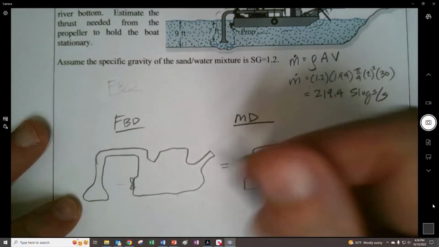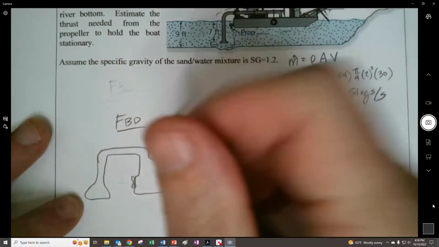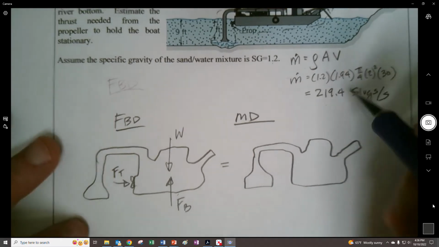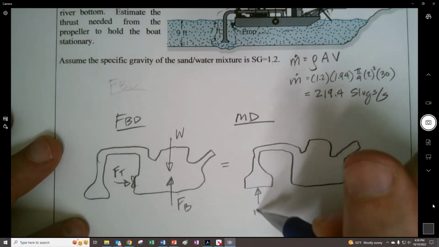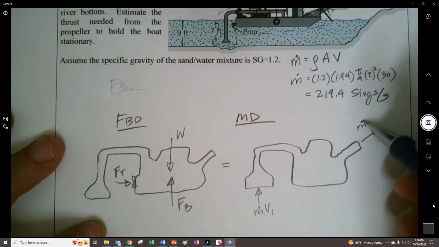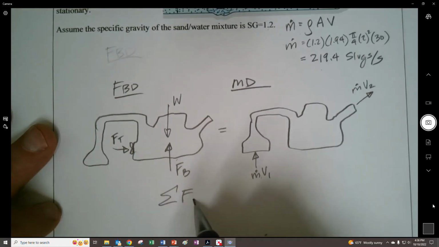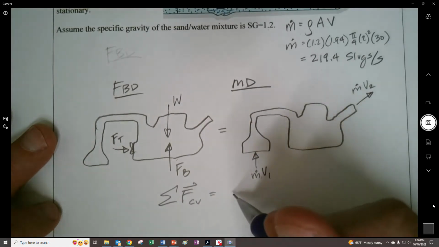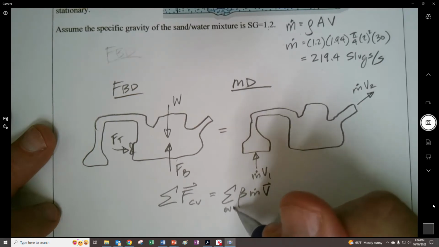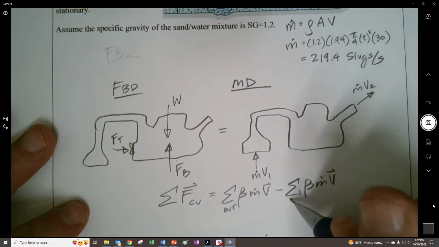All right. So we got the weight of this. I got the buoyancy force. And I'm going to have some type of propeller thrust coming right there. Over here, we're going to have an m dot and velocity 1. Over here, we're going to have an m dot velocity 2. And so we say the sum of the forces on the control volume is going to be equal to the sum of the betas m dot v out, minus the sum of the beta m dot v in.